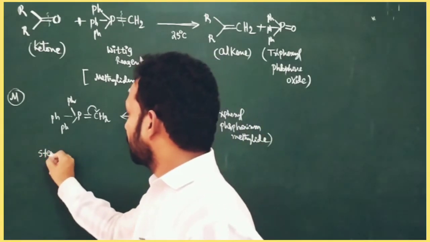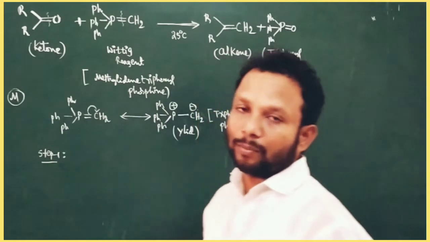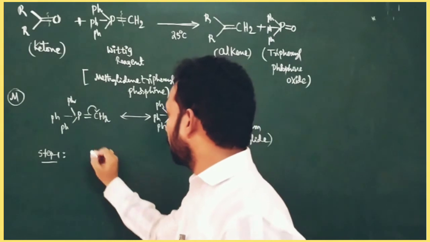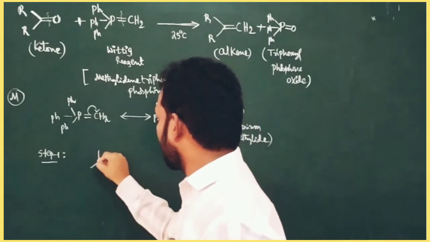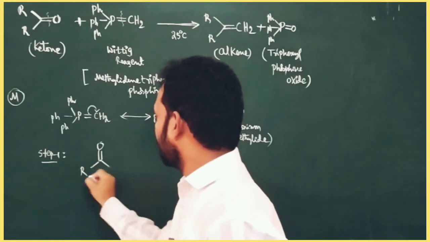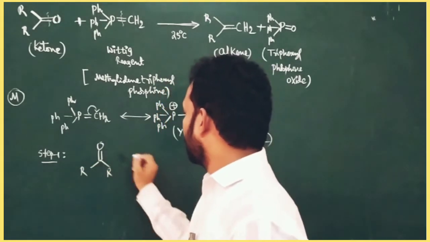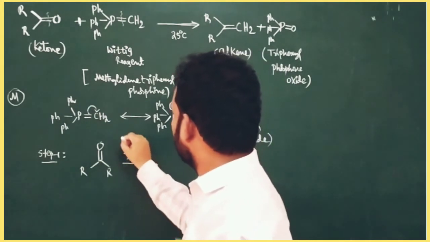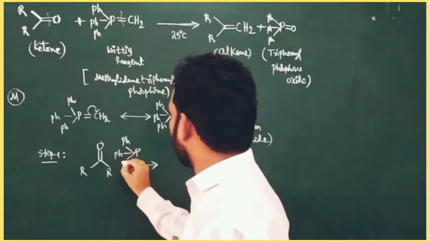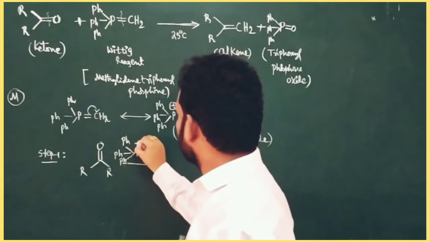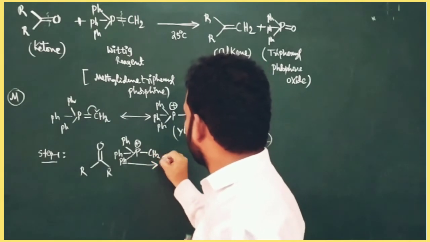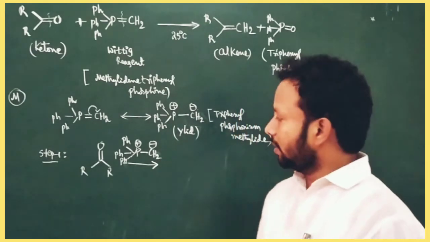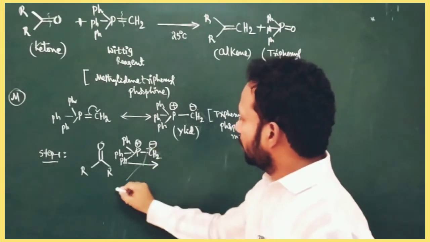In step 1, the ylide form of Wittig reagent attacks the electrophilic carbon of ketone. See the equation of this step. Here ketone reacts with the ylide form of Wittig reagent. In the ylide form, a nucleophilic carbon is present in this molecule. So this negative charge attacks the electrophilic carbon of ketone.